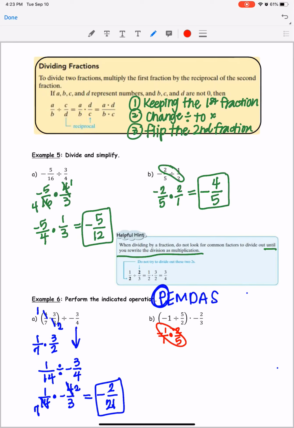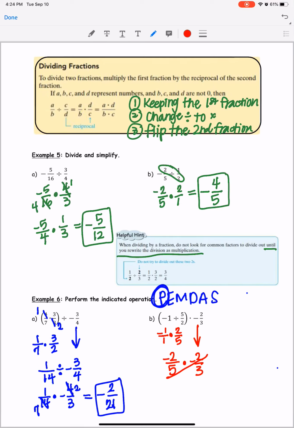Cross-reduce if you can. 1 and 5 are both prime. 1 and 2 are both prime. So multiply straight across. We got negative 1 times 2 and 1 times 5. So then bring everything else down. We got times negative 2 over 3.